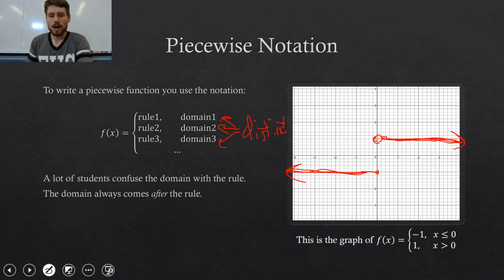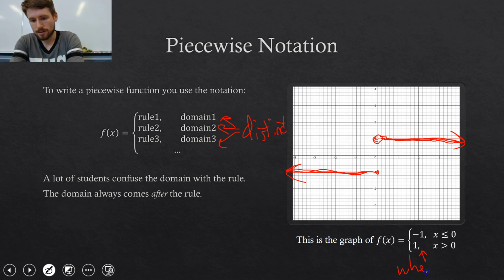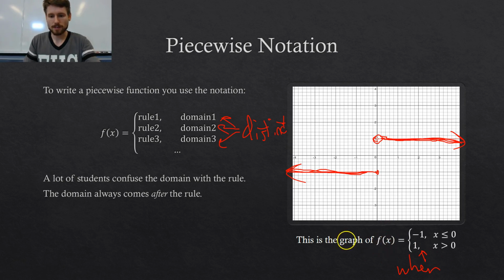And so this is the graph of -1 when x is less than or equal to 0, +1 when x is greater than 0, okay? So you can think of this comma as like saying "when." That's what the comma means. You would say the function is -1 when x is less than or equal to 0, and the function is 1 when x is greater than 0. Okay?